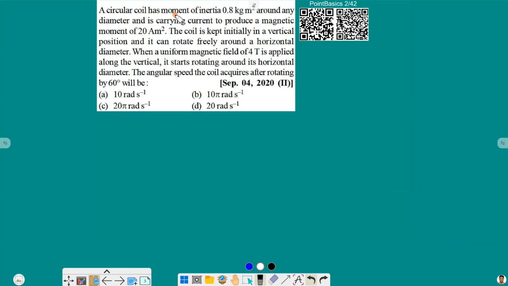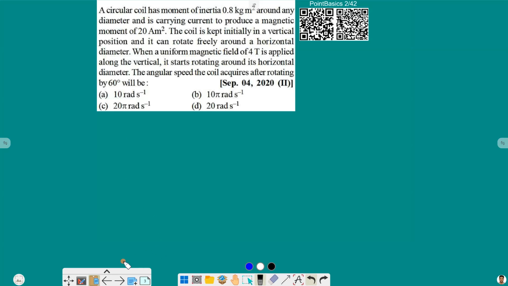A circular coil has a moment of inertia 0.8 kilogram meter square around any diameter and carries a current to produce a magnetic moment of 20 ampere meter square. The coil is kept initially in the vertical position. It can rotate freely about the horizontal diameter. When a uniform magnetic field of 4 Tesla is applied along the vertical, it starts rotating around the horizontal diameter. What is the angular speed of the coil acquired after rotating by 60 degrees? So we have to find out the speed of the coil.